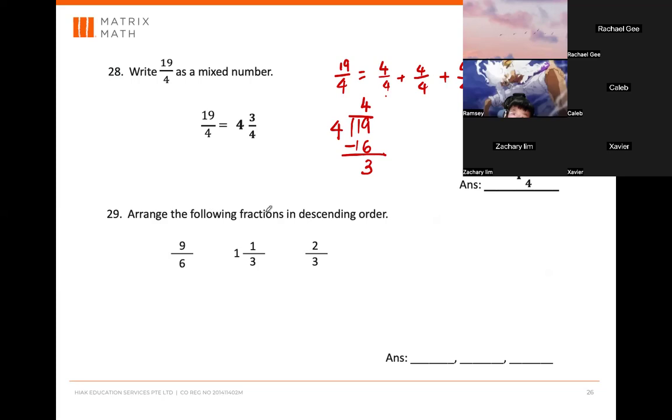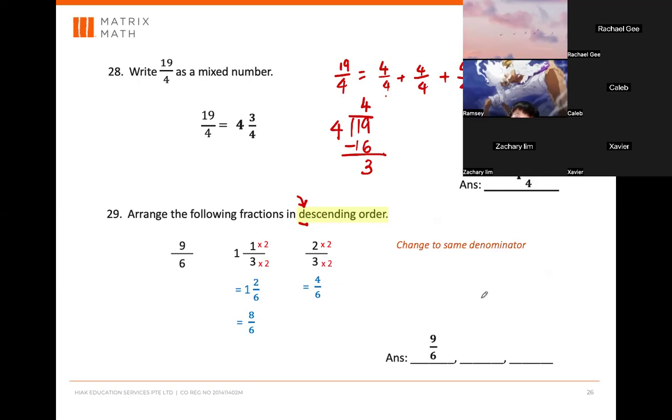Arrange the following fractions in descending order. Take note of what descending is. Descending starts with D, going down, meaning from big to small. So change to the same denominator. 6, 3, and 3. 3 can become 6, so you just have to times 2. So you have 1 whole 2 over 6, which is 8 over 6, times 2, which is 4 over 6. Now you compare. The greatest will be 9 over 6. Do you see here? So you have 9 over 6 followed by 8 over 6.